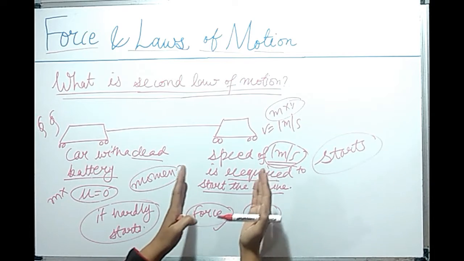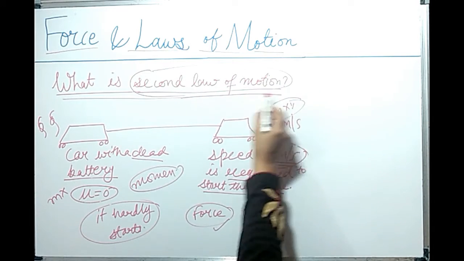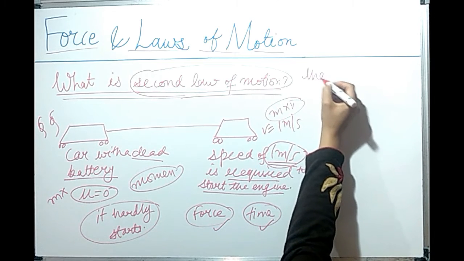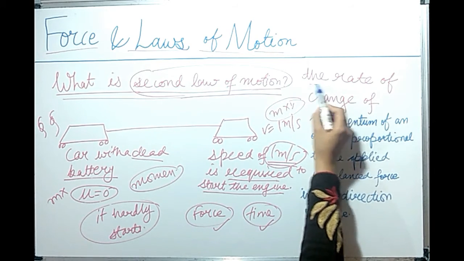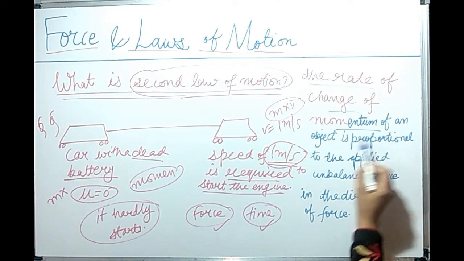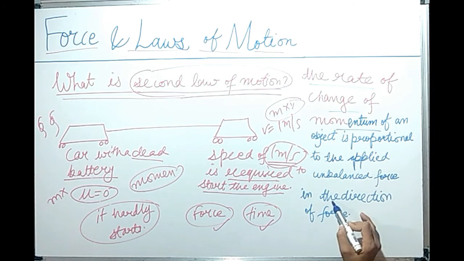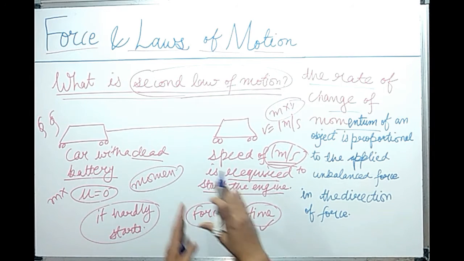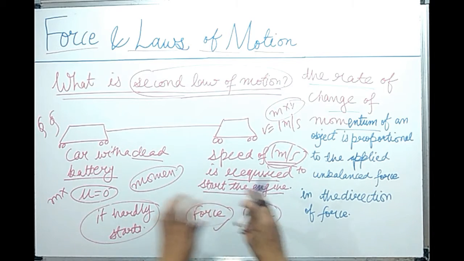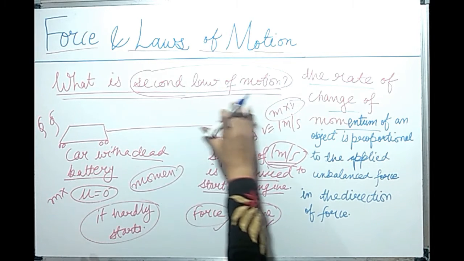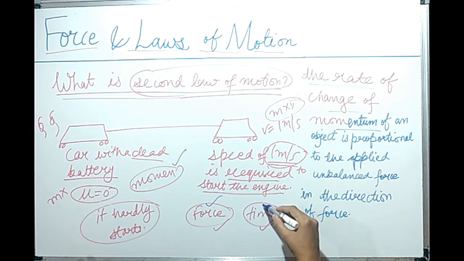So now we can state the second law of motion. The second law of motion states that the rate of change of momentum of an object is proportional to the applied unbalanced force in the direction of force. Here, as we discussed, we are going to obtain a relationship of force, time and momentum in the second law of motion.